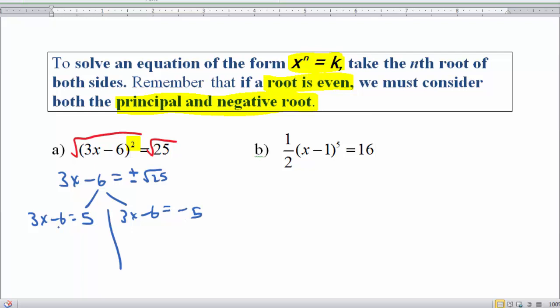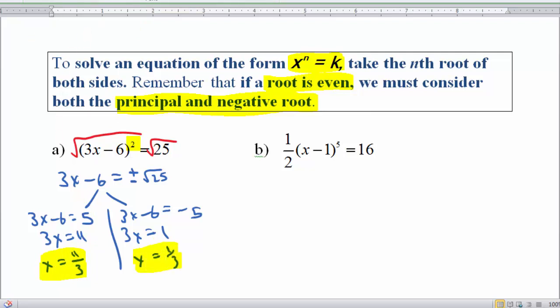Right? So I have both these equations here, and I just solve them separately. In both cases it's going to be the same: you add 6 and you divide by 3. So here I would have 3x equals 11, so x is actually going to be 11 over 3. And then here, when I add 6, I'd have 3x equals 1, and when I divide by 3, I would have x equals 1/3. So in this case, I have my 2 solutions: x equals 11/3, or x equals 1/3.